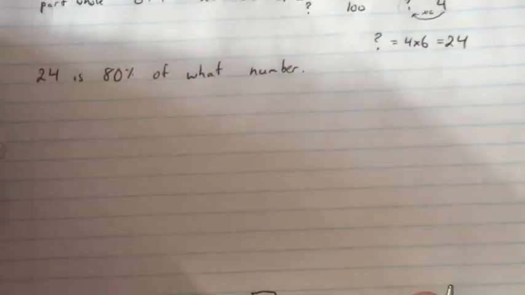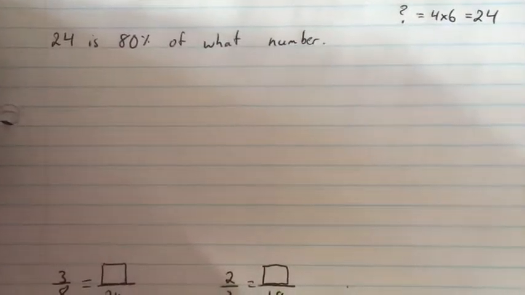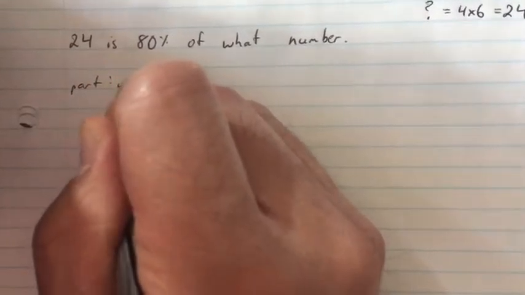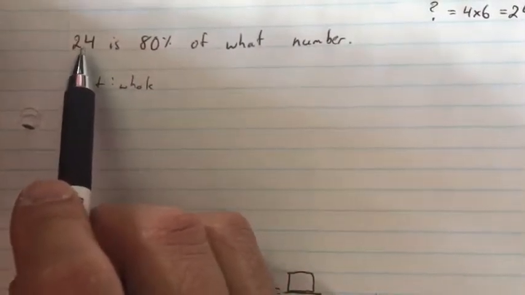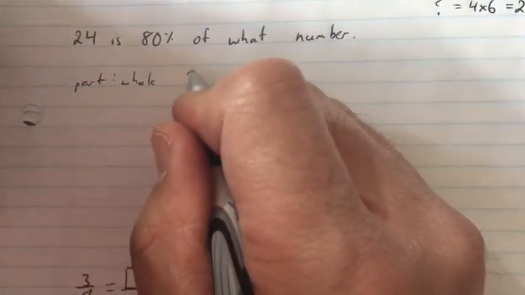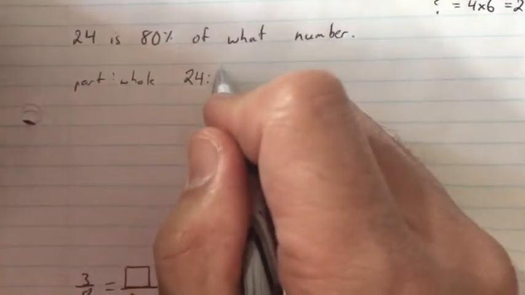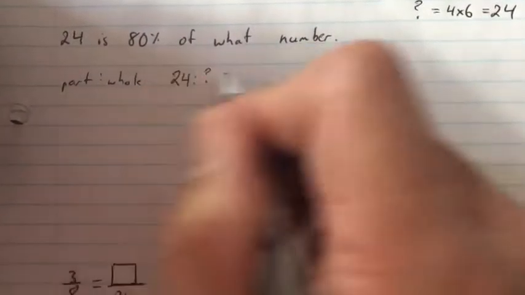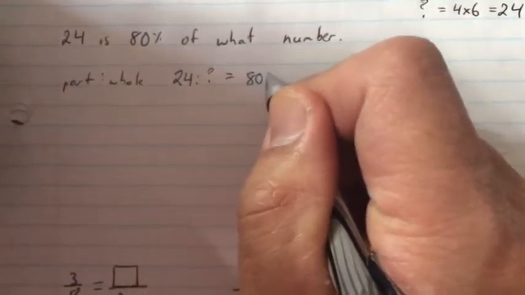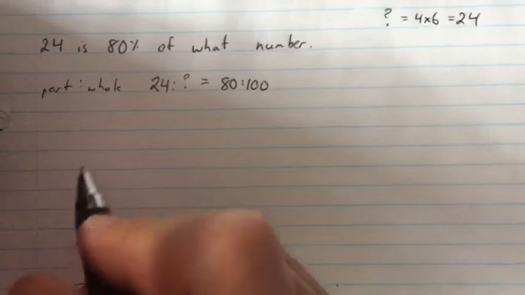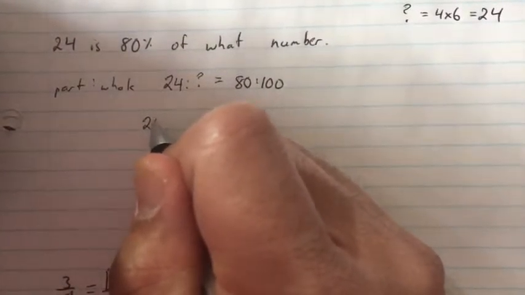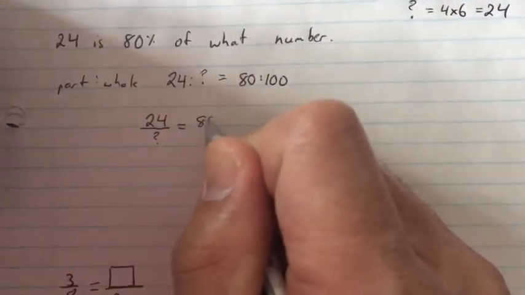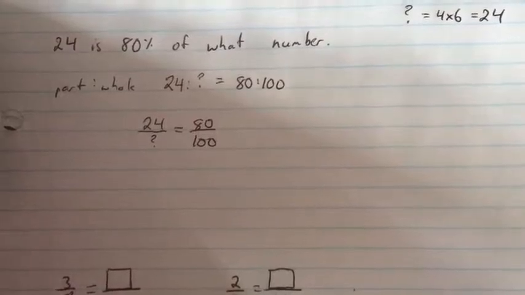Okay, let's take a look at this next number. We'll say, all right, 24 is 80% of what number? So again, we can do a part to whole, part compared to whole. Now the part here is 24. The whole, we don't know what it is, and we can put a question mark, or we can put a variable x. But we know that that is equal to 80%, so that is 80 compared to 100. So if we put it into a fraction, 24 compared to this unknown whole is the same thing as 80 over 100.